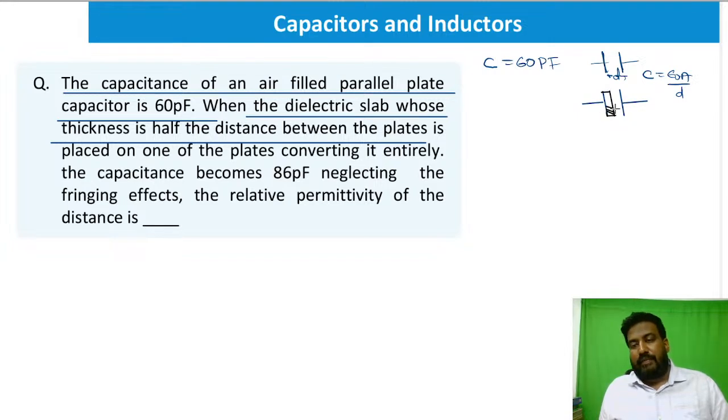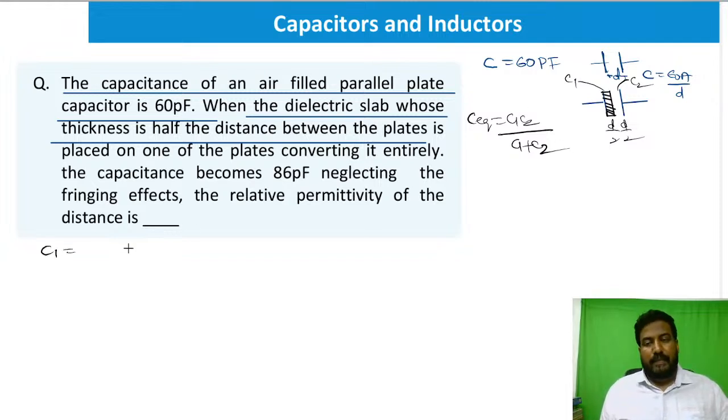One of the plates has a thickness equal to half the distance, which means this is D by 2, and this is D by 2. Now this is capacitance C1, this is capacitance C2. Very clearly both are in series. So the equivalent capacitance is C1 C2 by C1 plus C2.